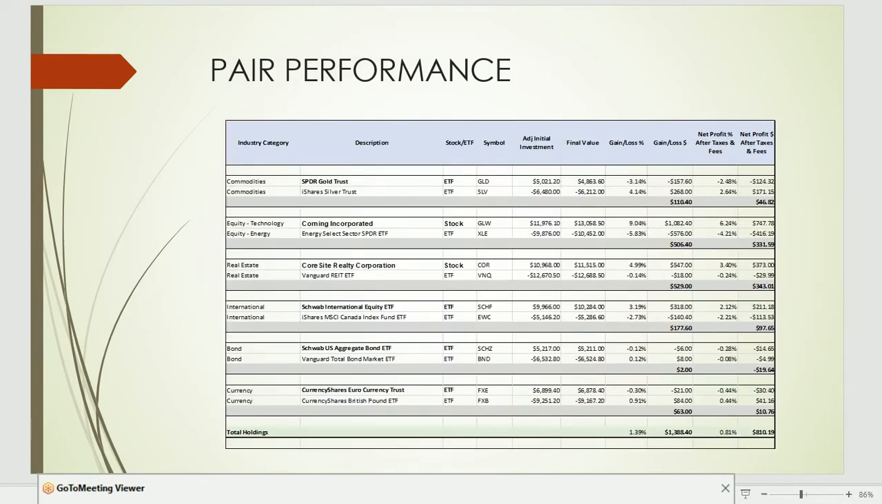So this slide shows the pair performance within my portfolio, and this is one of the results that I'm most proud of. Even though I had individual investments that produced negative returns, these losses at the individual level were offset by the pair trade that they were in. So as you can see here, all of the pairs within my portfolio had positive returns.